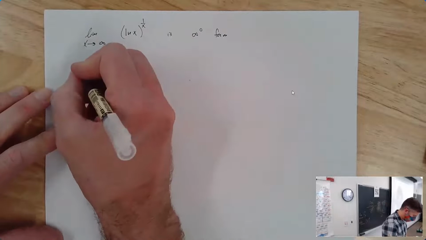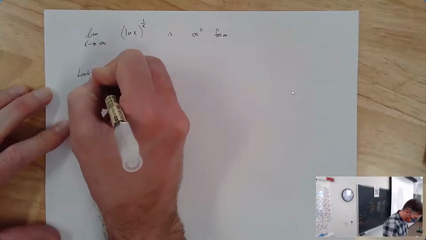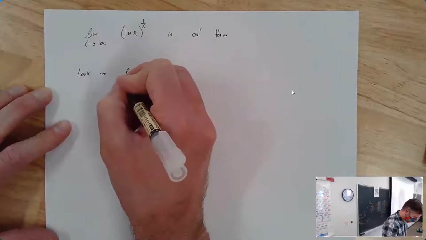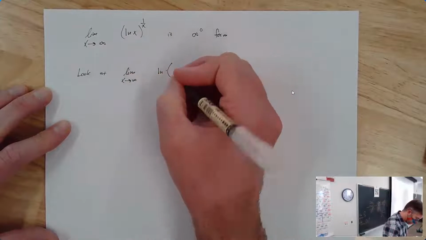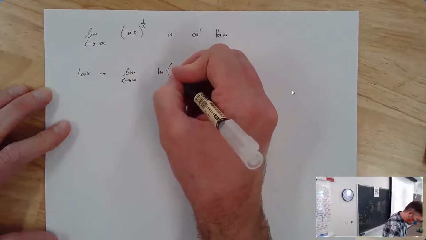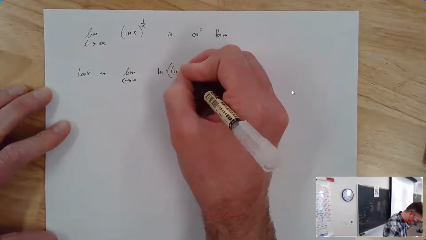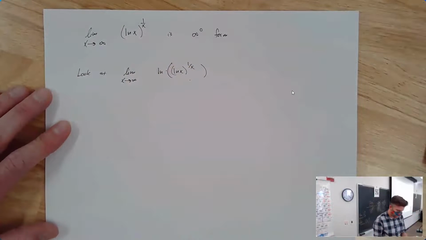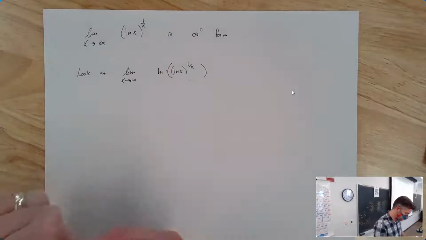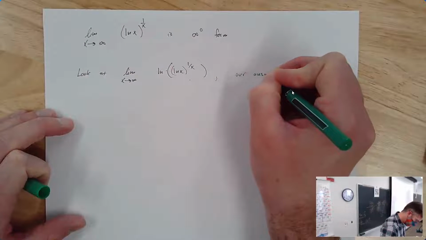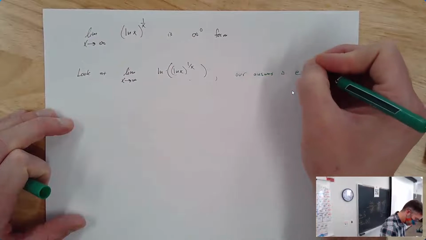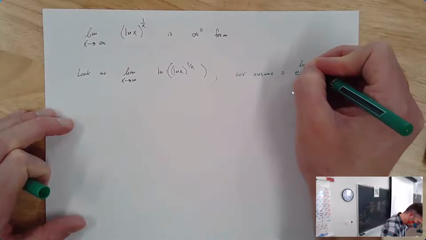So we're going to look at the limit as x goes to infinity of the natural log of the whole thing. And then our answer is going to be e to the limit of that.